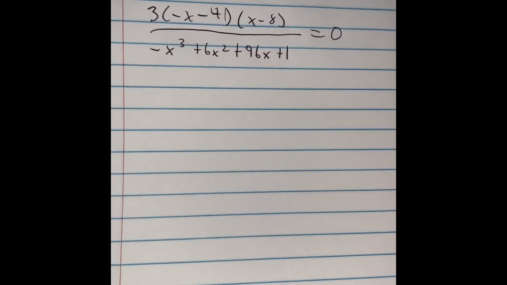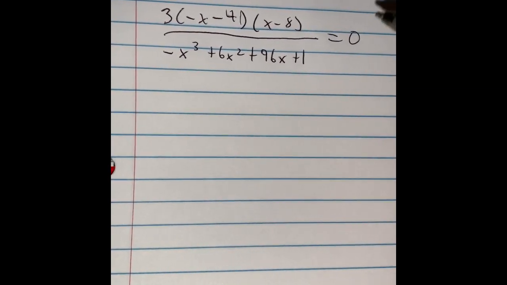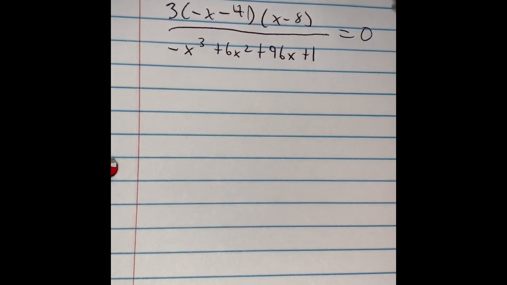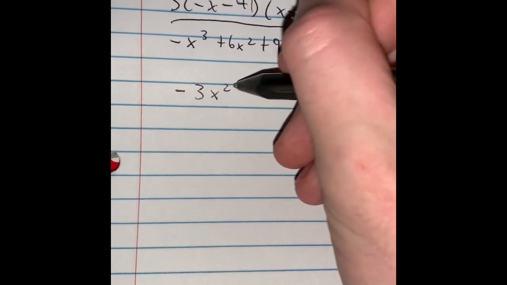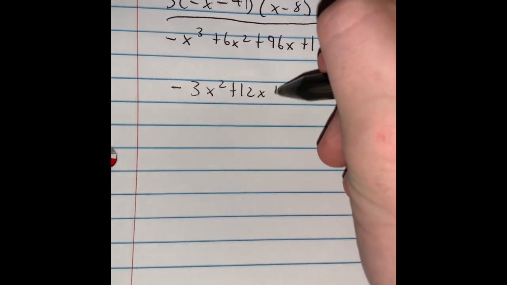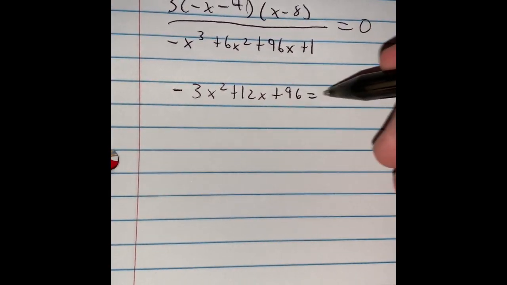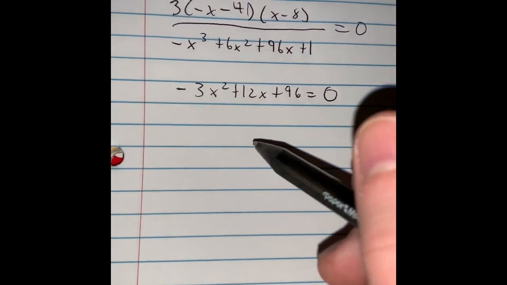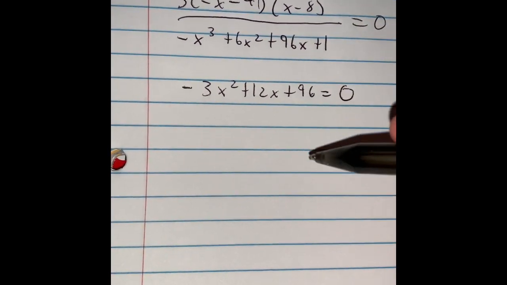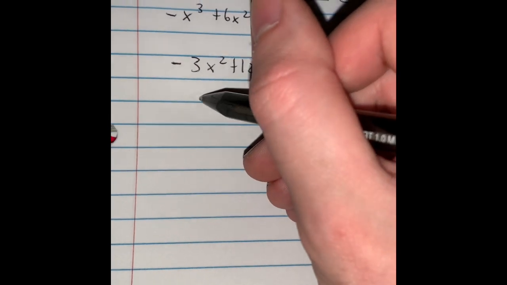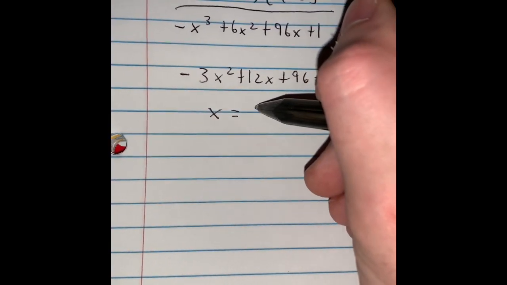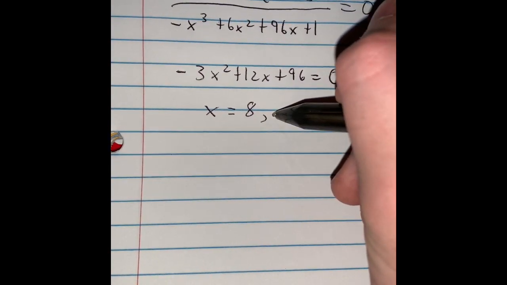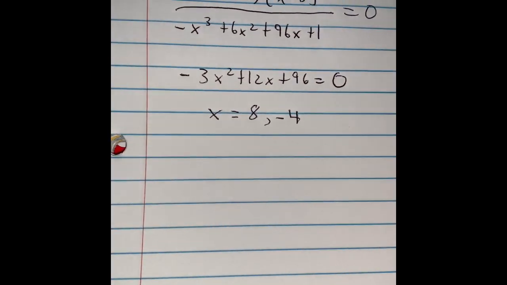Now what we're going to do is find the lowest common denominator. So we will simplify out the denominator, and that will give us negative 3x squared plus 12x plus 96 equals 0. And once we solve this equation, we'll get two critical values. We will get x equals 8 and x equals negative 4.